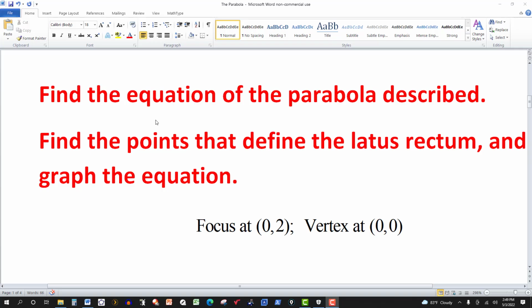Okay, for this video we want to find the equation of the parabola described, find the points that define the latus rectum, and then graph the equation. So we're given that the focus is at (0, 2) and the vertex is at (0, 0). So that tells us that we have a vertical parabola, and the vertical parabola opens up or opens down depending on the coefficient we'll see later. And then we have the ones that open to the right, to the left.